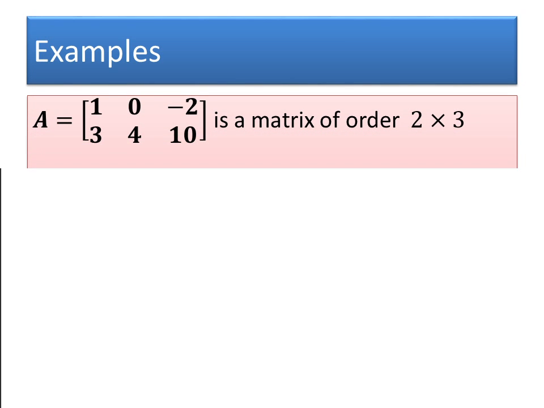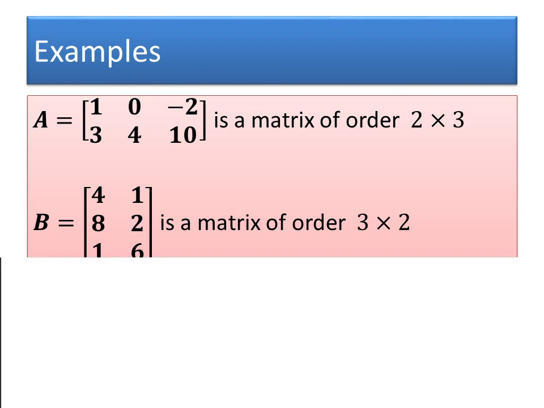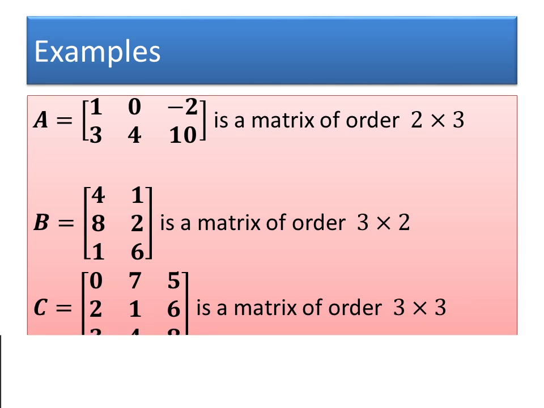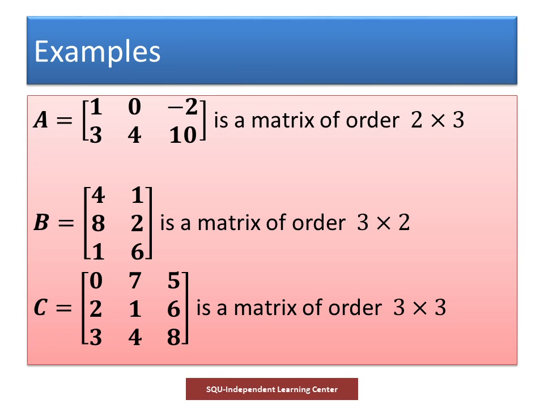We see in front of us some examples of matrices. The matrix A has 2 rows and 3 columns. We call it a matrix of order 2 by 3, while the matrix B has 3 rows and 2 columns. This is a matrix of order 3 by 2. We come to the matrix C. We see 3 rows and 3 columns. We call it a matrix of order 3 by 3, or just 3.